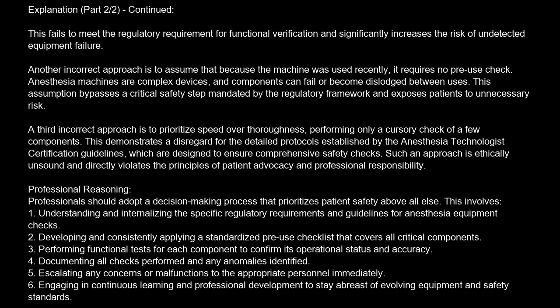Professional reasoning. Professionals should adopt a decision-making process that prioritizes patient safety above all else. This involves: 1. Understanding and internalizing the specific regulatory requirements and guidelines for anesthesia equipment checks. 2. Developing and consistently applying a standardized pre-use checklist that covers all critical components. 3. Performing functional tests for each component to confirm its operational status and accuracy. 4. Documenting all checks performed and any anomalies identified. 5. Escalating any concerns or malfunctions to the appropriate personnel immediately. 6. Engaging in continuous learning and professional development to stay abreast of evolving equipment and safety standards.